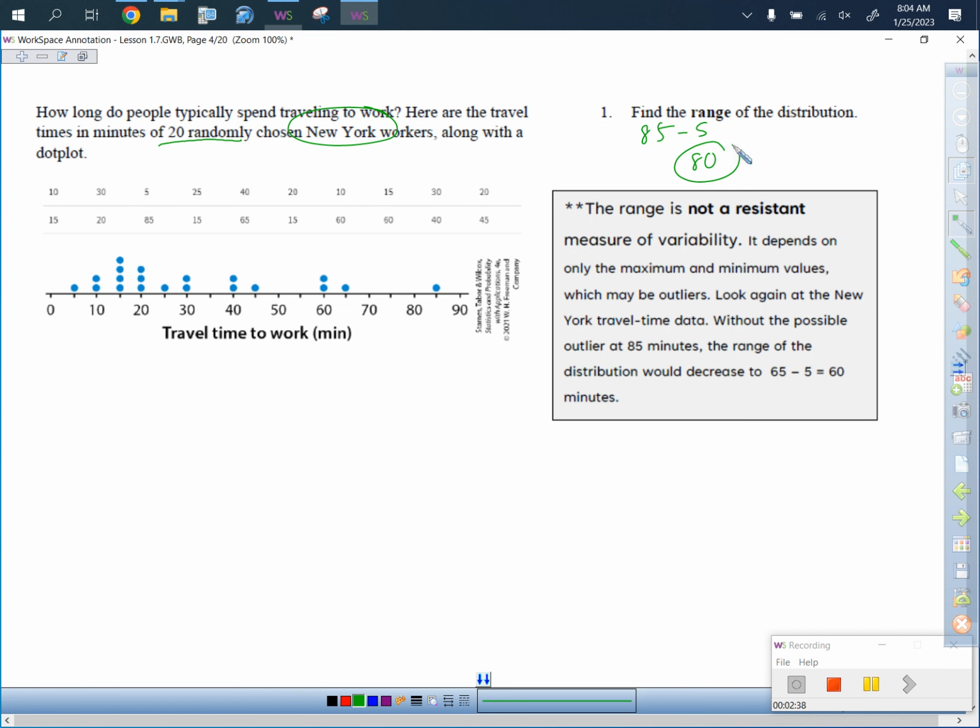That is a big old range right there. Some people took 85 minutes to get to work. Some people took just 5. And then here, the homework program will talk about that resistance thing again. The range is not resistant.